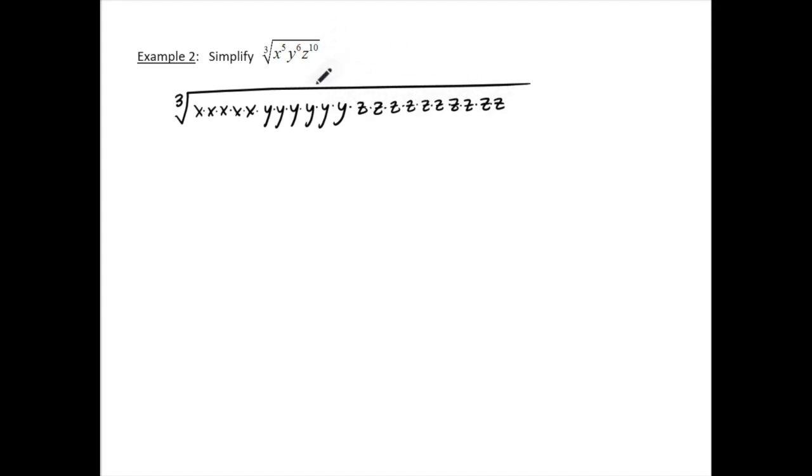Now we want to identify any products of 3 of the same factor. Each of these products of the same 3 factors will be a perfect cube. This is x cubed, y cubed, we have another y cubed, and we have z cubed 3 times. And remember, when we take the product of each of these perfect cubes, we'll get a single factor of that variable on the outside of the radical.